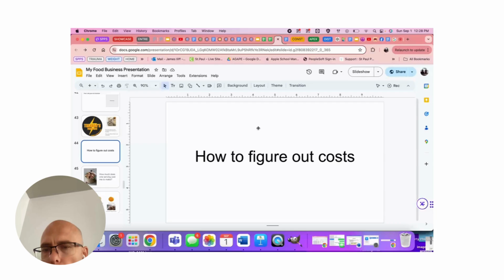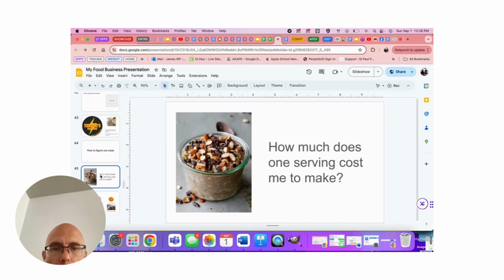So we're at the point of this project where we're going to try to figure out how to calculate the costs of your food. And that's really important in business that you understand your costs. So here's the question. Here is my overnight oats meal, and here's one serving that a customer would buy. And my question is this: how much does it cost me, the business owner, to make one of these servings?